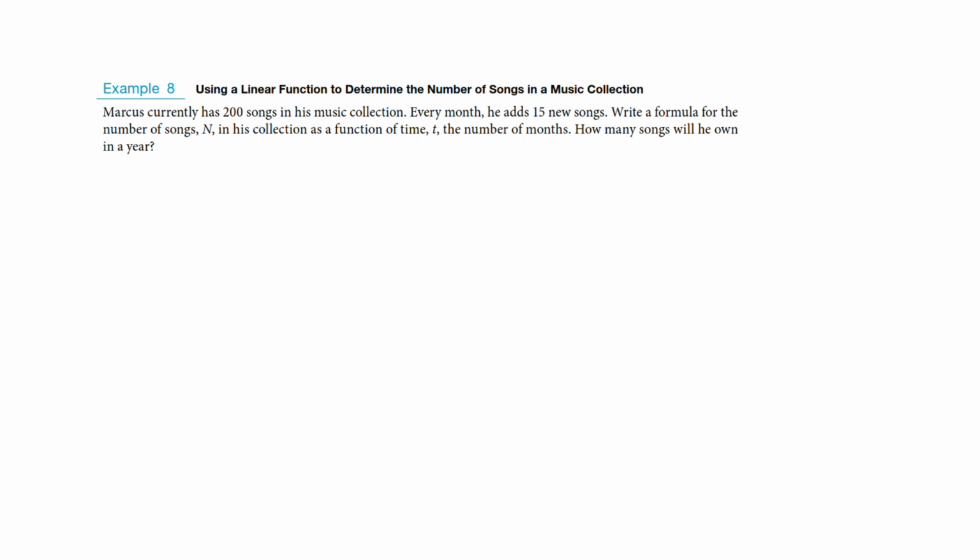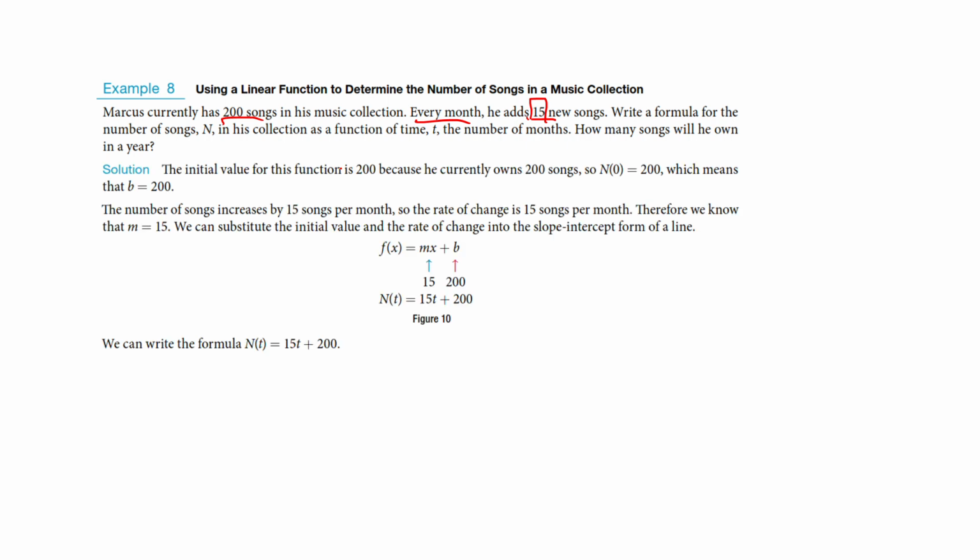All right, they're asking us to make another linear equation out of this story. So he's got a flat 200 songs in his collection. So that's the number that's not changing. 15 are changing every month. This is the changing number. That, if it's the changing number, that makes it the slope. So they've done this pretty well here for us.